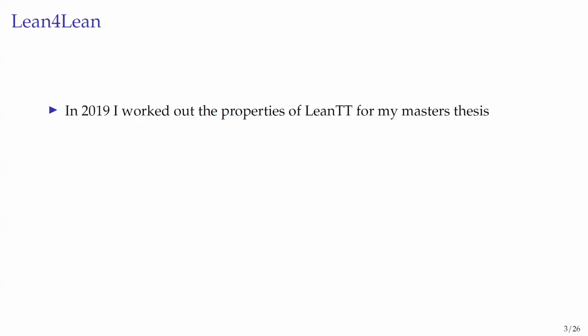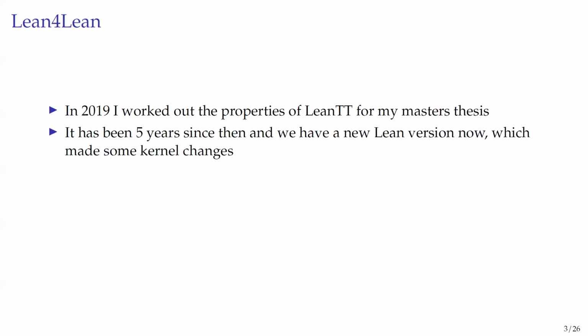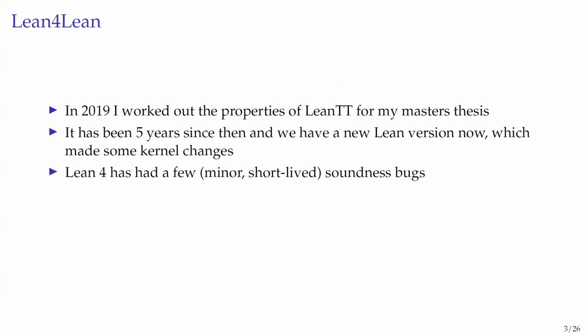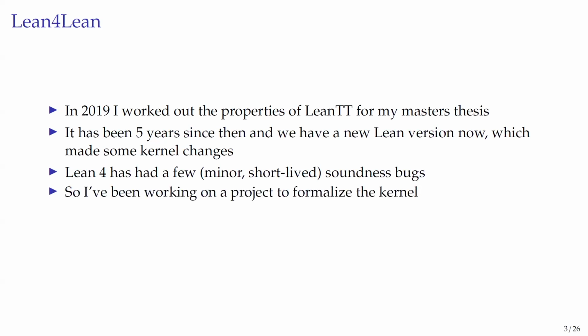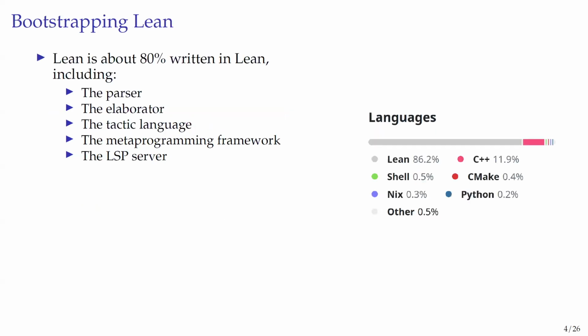constructions. So in 2019, I worked out the main properties of Lean type theory for my master's thesis, and it's been 5 years since then. Well, a bit, 6 years now, and we have a new Lean version which has made some kernel changes. And Lean has had a few very short-lived minor soundness bugs. So I've been working on a project to formalize the kernel. The basic one-sentence summary, the takeaway, is it's MetaCoq, but for Lean.